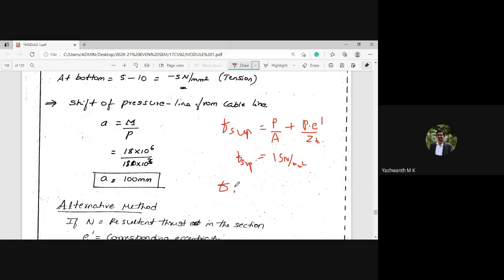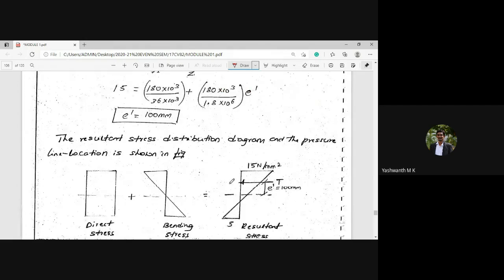So next, F inferior, which is equal to P by A minus P dash by Z bottom. Now you need not worry about Z top and Z bottom because it is a symmetrical section. Substitute all the entities, you will get minus 5 Newton per millimeter square. Okay, that means tensile. So this will be the resultant stress diagram: 15 at the top, and 5 at the bottom.